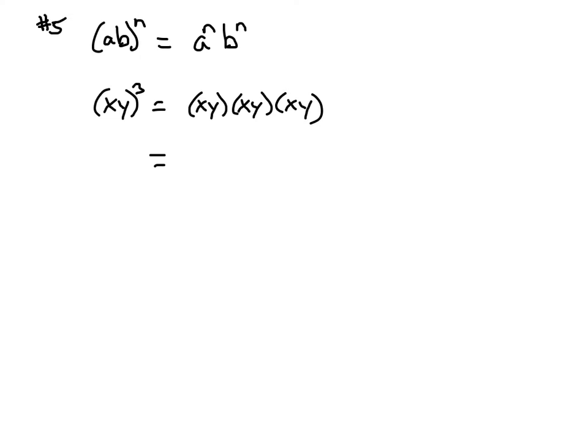So rewriting this in a different order, I could just say I have x times x times x times y times y times y, which is x cubed, y cubed. Okay, so the rule allows us to go from the beginning straight to the answer as opposed to showing all the steps in between.